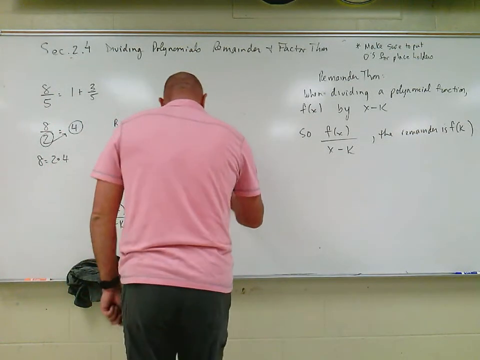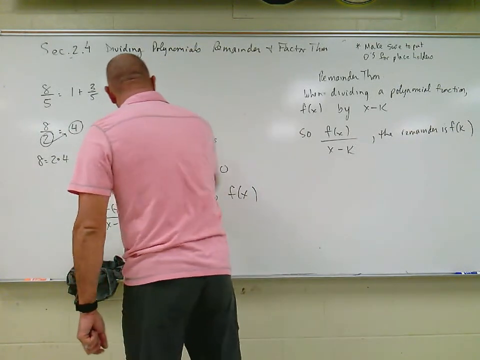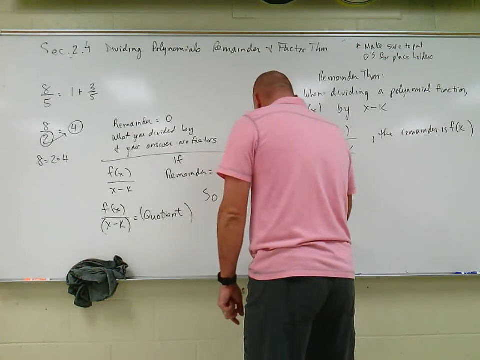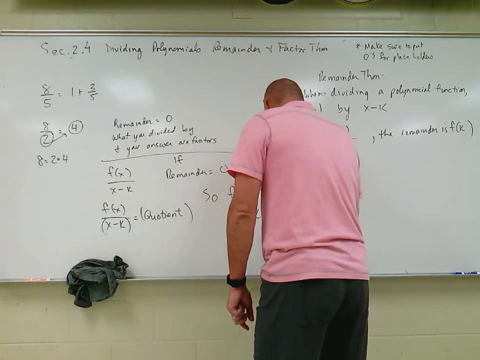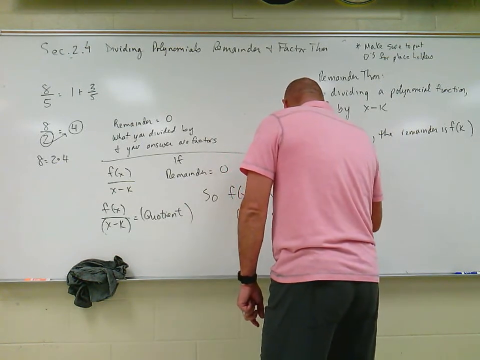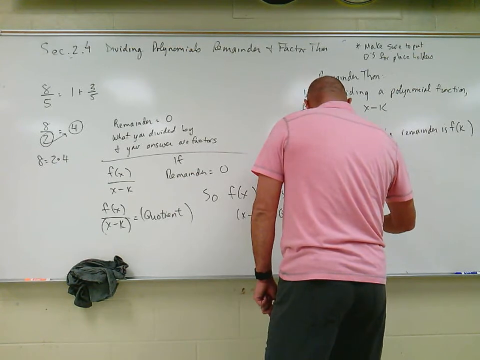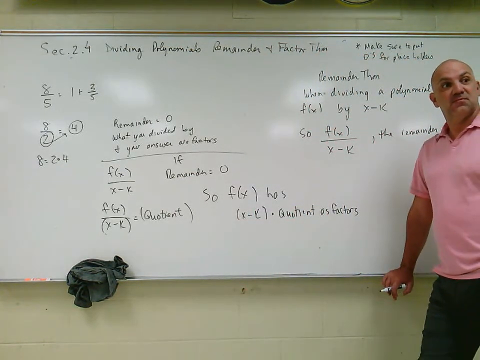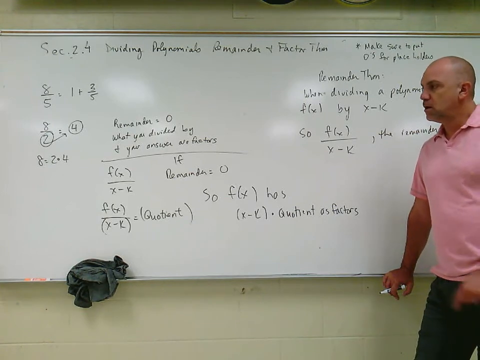So, f of x, if this is what happens, if the remainder is 0, then f of x has x minus k and the quotient as factors. That's what that's called. Look to the title of today's lesson: Factor Theorem. That's your factor theorem.